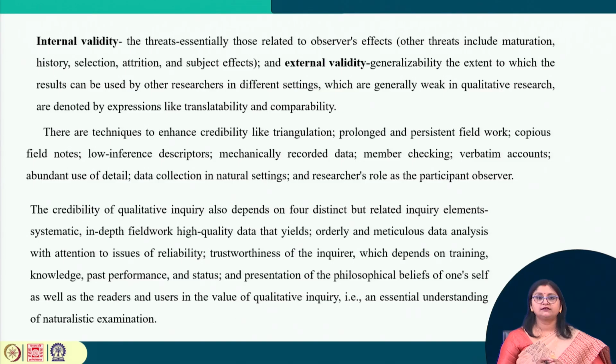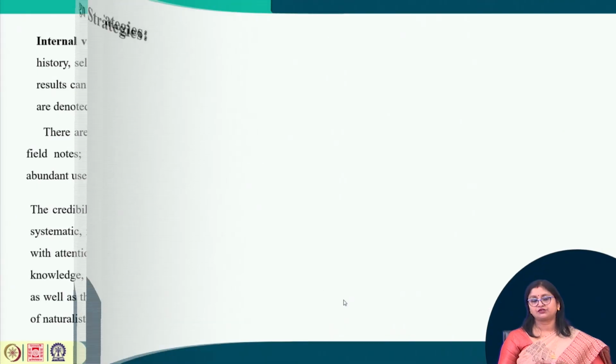The credibility of qualitative inquiry also depends on four distinct but related inquiry elements: systematic, in-depth fieldwork, high quality data yields, orderly and meticulous data analysis with attention to issues of reliability, and the trustworthiness of the inquirer, which depends on training, knowledge, past performance and status, and presentation of the philosophical beliefs of one's self, as well as the readers and the users in the value of qualitative inquiry. For example, an essential understanding of naturalistic examination.